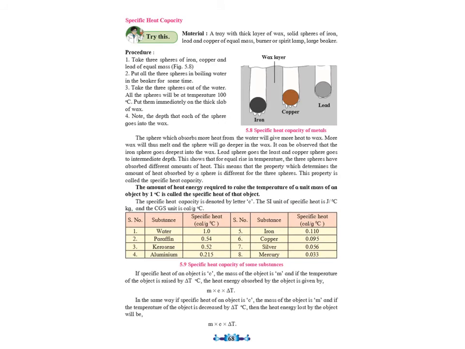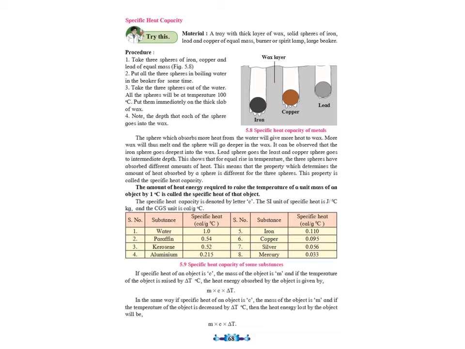Specific heat capacity. Before you understand the concept, we'll be observing a small experiment. Take three spheres of iron, copper, and lead of equal mass, meaning three small balls of equal mass. Put all of them in boiling water for the same time. Take the three spheres out of the water. All the spheres will be at a temperature of 100 degrees Celsius.